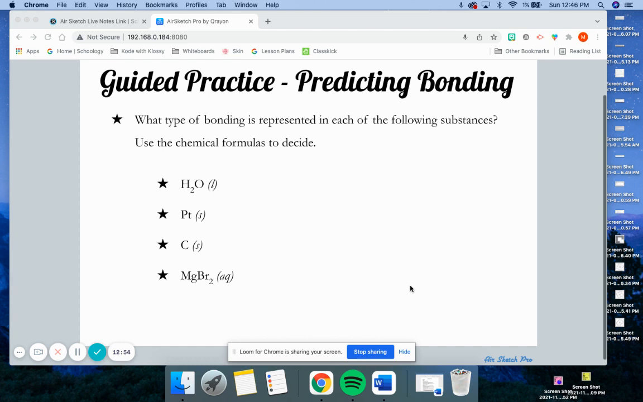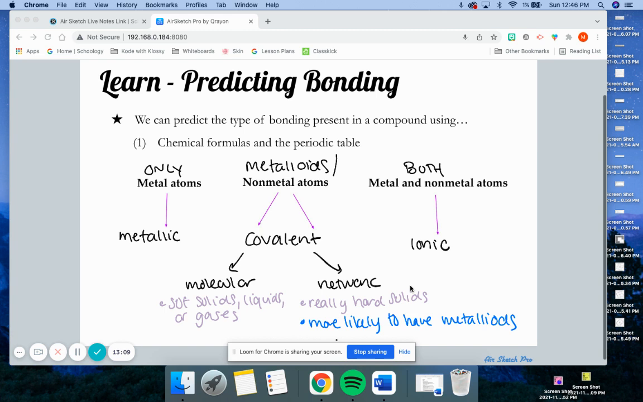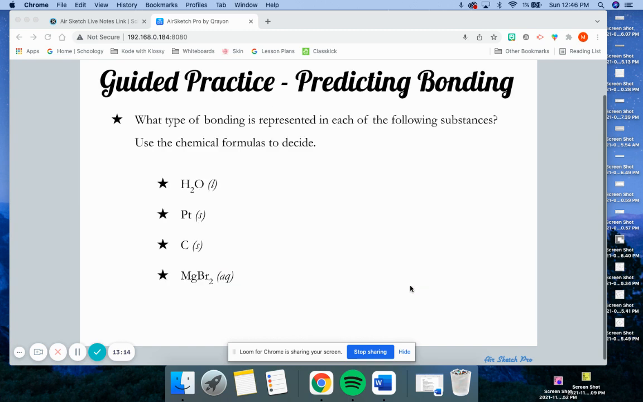We then did a few guided practice questions before working on our independent practice. So we looked at what type of bonding was represented in each of the following substances using the chemical formula to decide. So here we followed this flowchart, identified each element as metal, nonmetal, or metalloid to make a prediction. In water, I have all nonmetals. And I have a liquid state of matter. So I can most reasonably predict that water is going to be a molecular covalent.